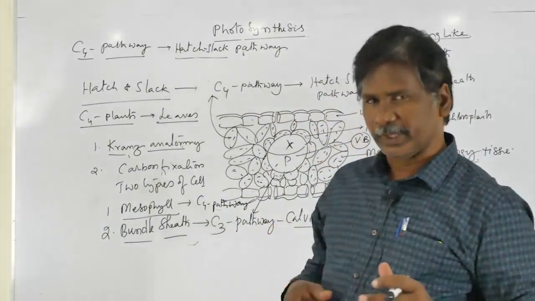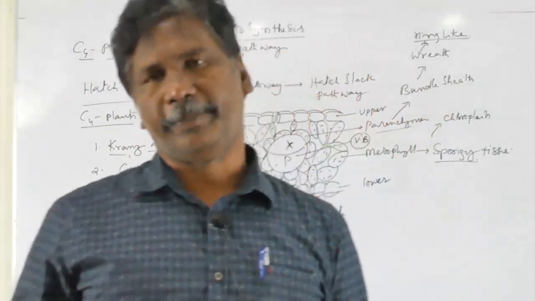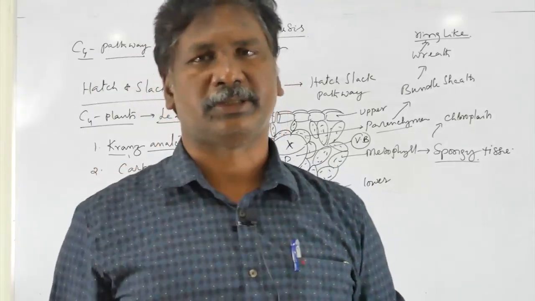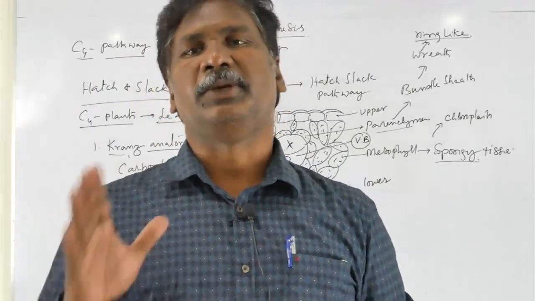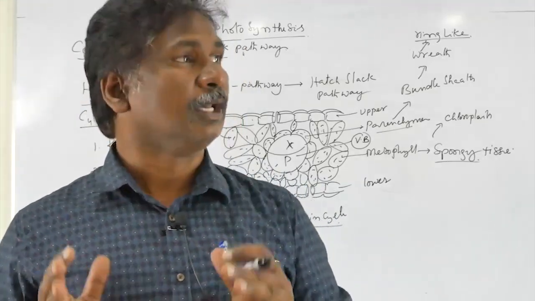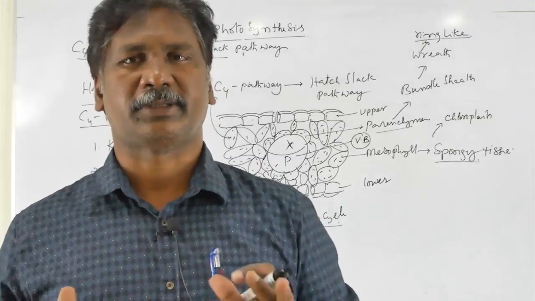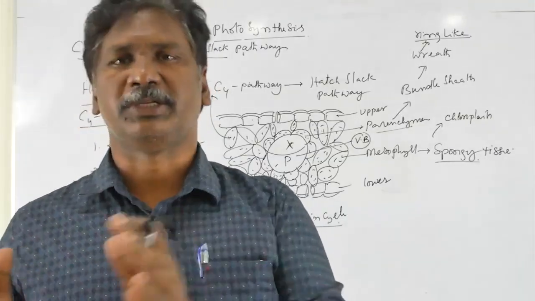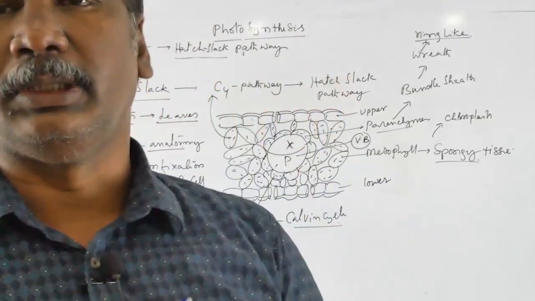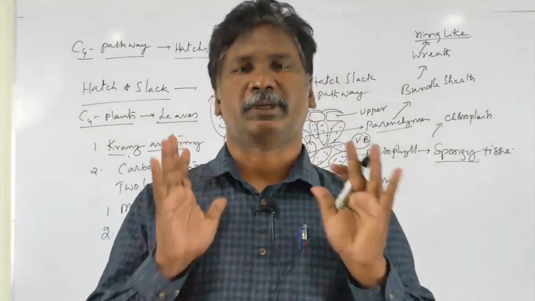So carbon fixation takes place in two types of cells: one is the mesophyll cells and the other is the bundle sheath cells. In mesophyll cells, the C4 pathway takes place, but in bundle sheath cells, the C3 pathway takes place.